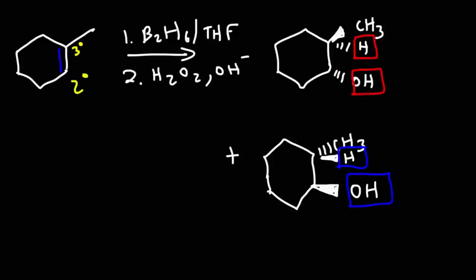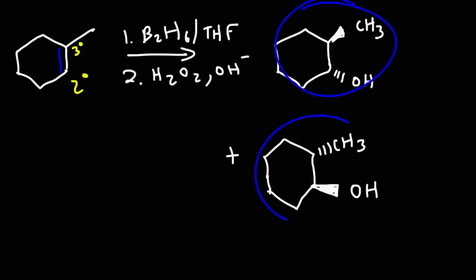But for multiple choice tests, you won't see the hydrogen. Your answer will look like one of these two. So you need to be aware of that when taking a test on this particular reaction. Now let's go over the mechanism of the hydroboration oxidation reaction.